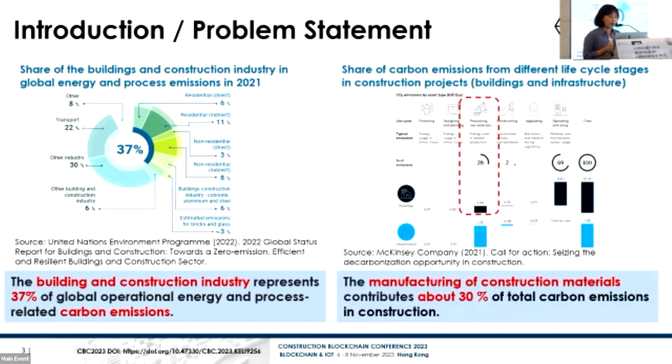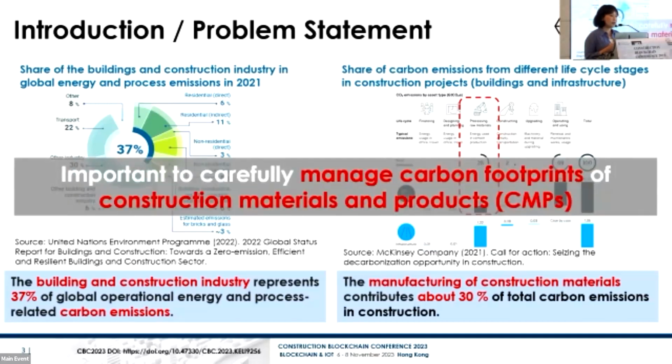We can find that among the whole life cycle of a building, the manufacture of construction materials contributes around 30% of total carbon emissions in construction, which is the second largest carbon contributor of the building life cycle. So in this case, it is very important to carefully manage the carbon footprints of construction materials and products so that we can better reduce the carbon footprints at the very beginning stage, such as the construction design stage.